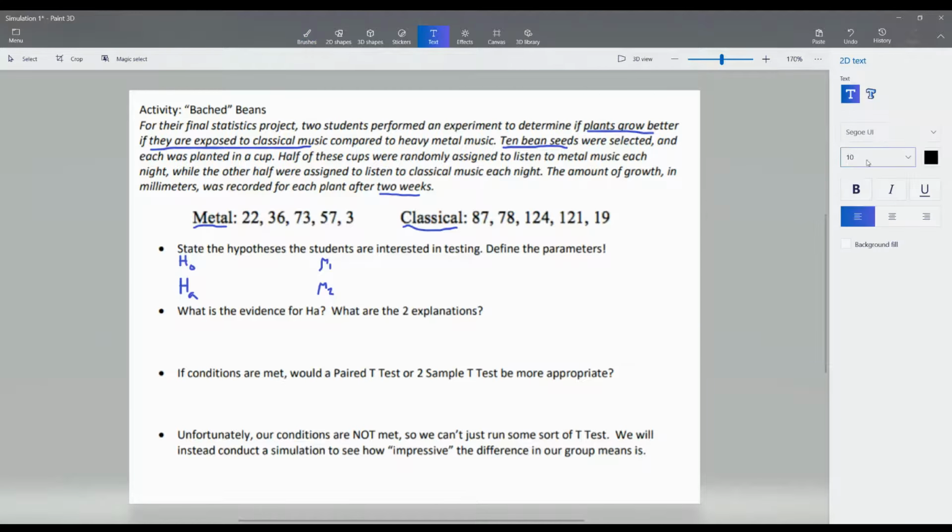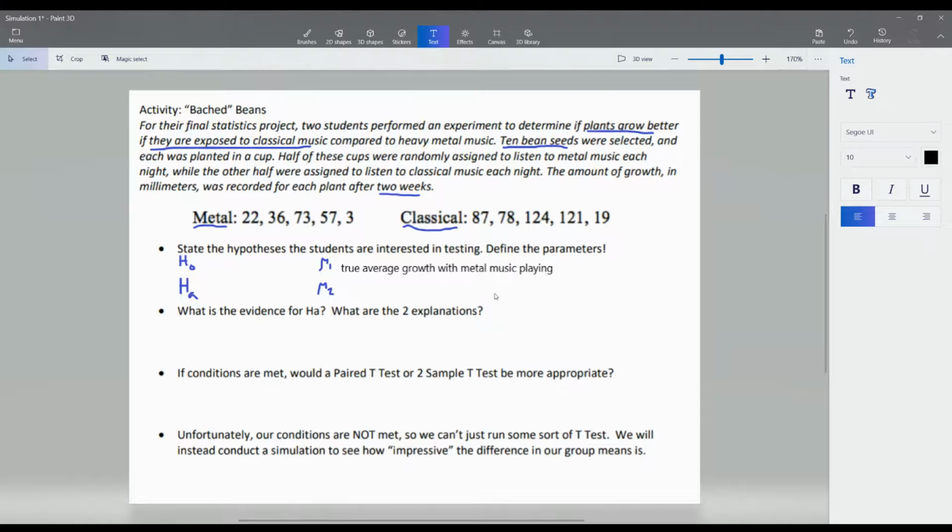So my mu1, my first group right here, is going to be the true average growth rates or growth amounts with metal music playing. And then I would have mu2, which is the exact same thing, but with my classical music instead. So I could type that one out, but you guys get the idea. True average growth rate with classical music playing.